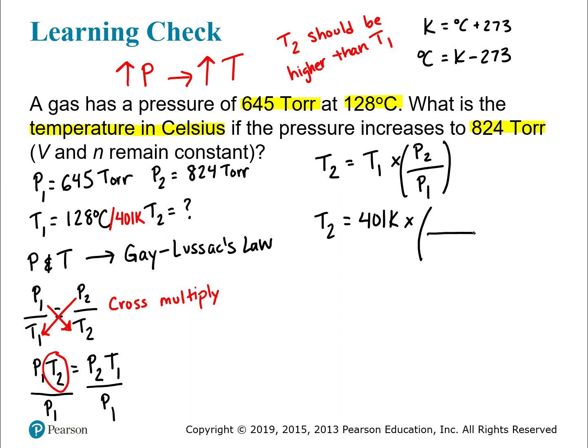These gas law problems are not difficult, but you have to make sure that you keep an eye out for units and that you're putting P2 where P2 belongs and P1 where P1 belongs. So you must be organized, keep things neat. P2 is 824 torr. P1, 645 torr. I highly recommend writing out all the variables and assigning them numbers so that you can always check back.